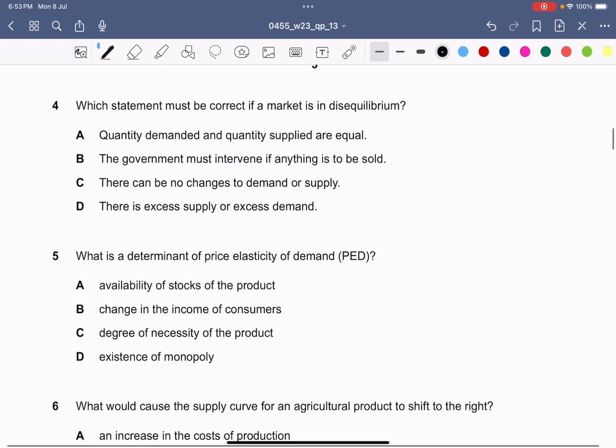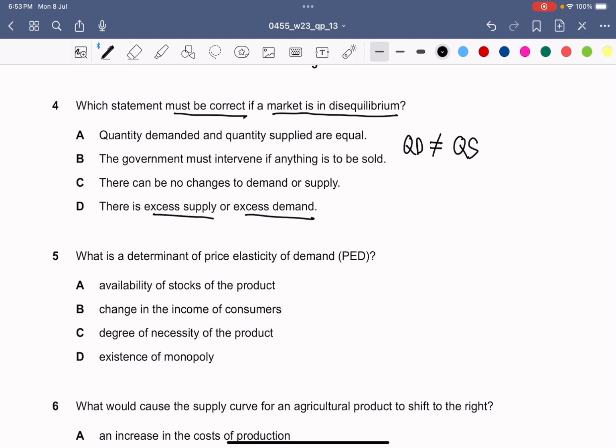Question 4. Which statement must be correct if a market is in disequilibrium? So market disequilibrium happens when the quantity demanded of a product is not equal to the quantity supplied of a product. So there is a shortage or surplus. This one means surplus, excess supply, and shortage means excess demand. So D is the answer.